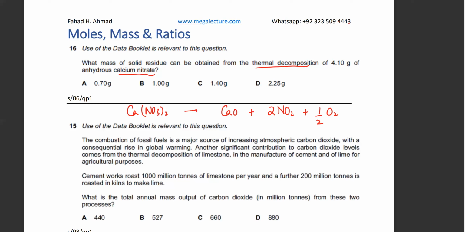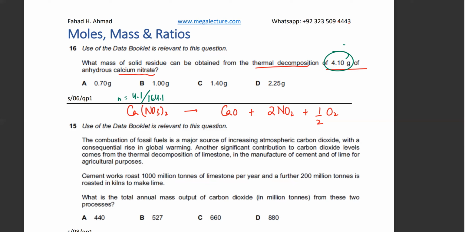Now the question says that 4.1 grams is decomposing. So remember, the equation talks in moles. Find the moles. You're given the mass. So the moles of this thing would be 4.1 grams divided by the MR, which would be 40 plus nitrogen is 14 plus 16 into 3, and that's twice. So that's 62 into 2, that's 124 plus 40, that's 164.1, I think. Can anyone confirm?